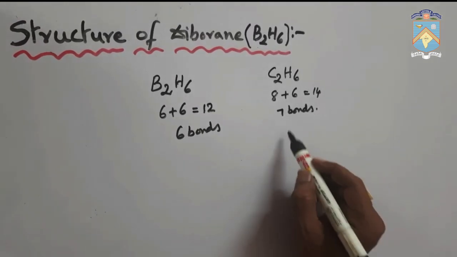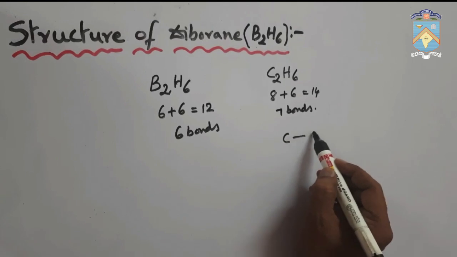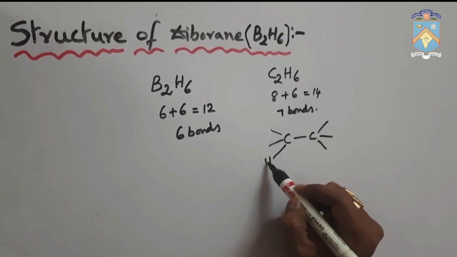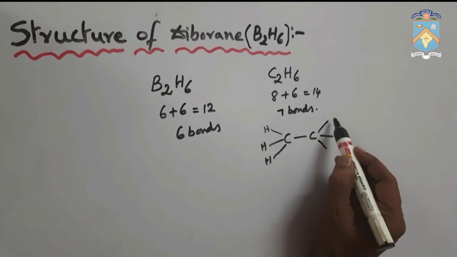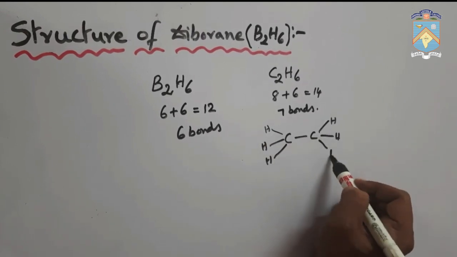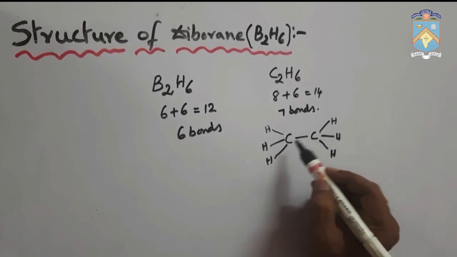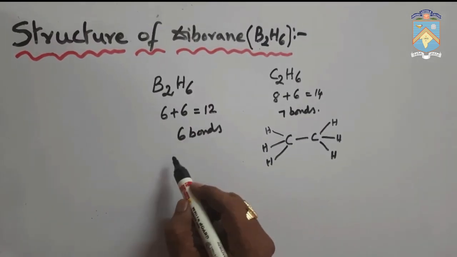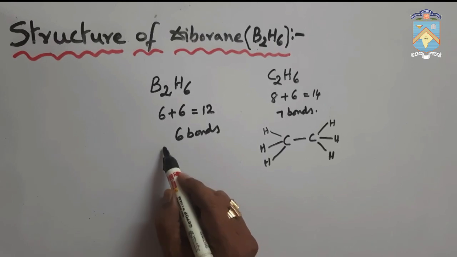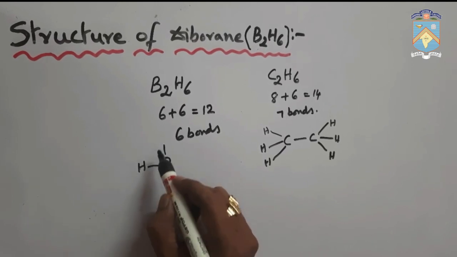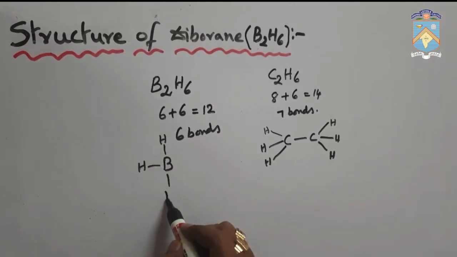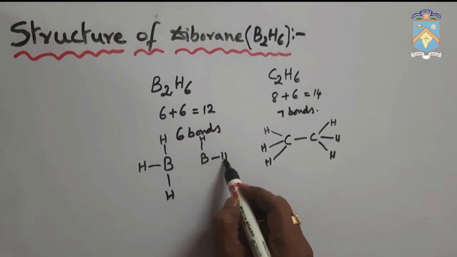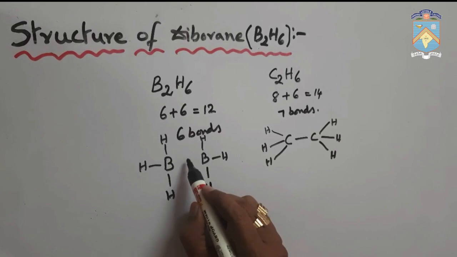Hence, the structure of ethane is conveniently written in this fashion, like this. So, 3 hydrogens here, 3 hydrogens on the other carbon. So, totally it is a ditetrahedron structure. A similar structure for diborane is ruled out. Why? Because we have only 12 valence electrons. So when these 12 valence electrons are converted into bonds, we don't have a bond left for B and B.